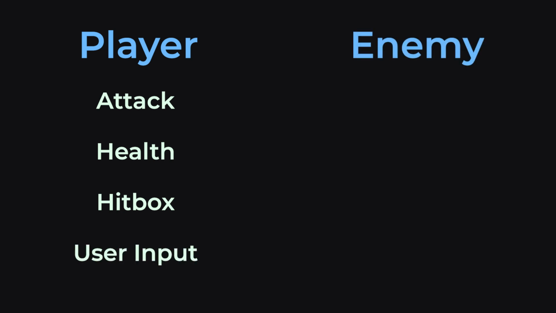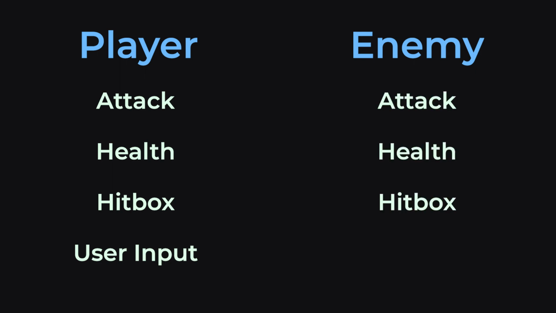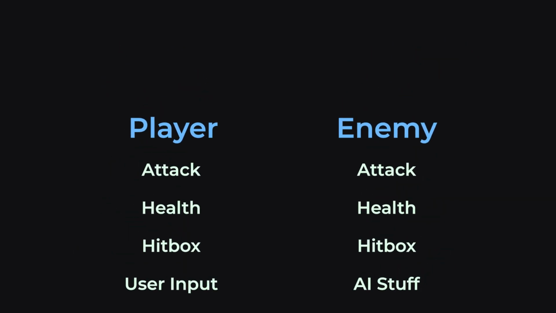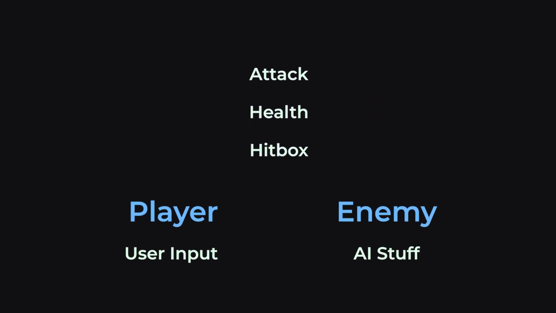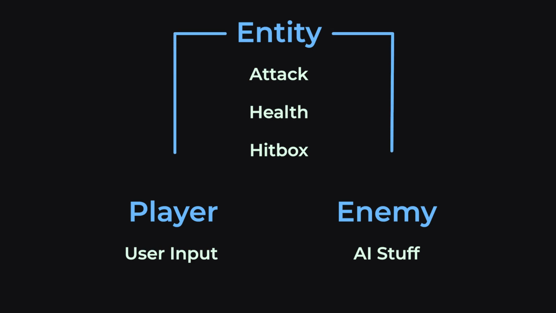And similarly, we have an enemy. This enemy can attack, has health, and also a hitbox, as well as some enemy-specific stuff like AI. In the world of inheritance, we would take the attack, health, and hitbox and drag them out to their own individual class. We'll just call this class entity, and the player and enemy will extend from this class.